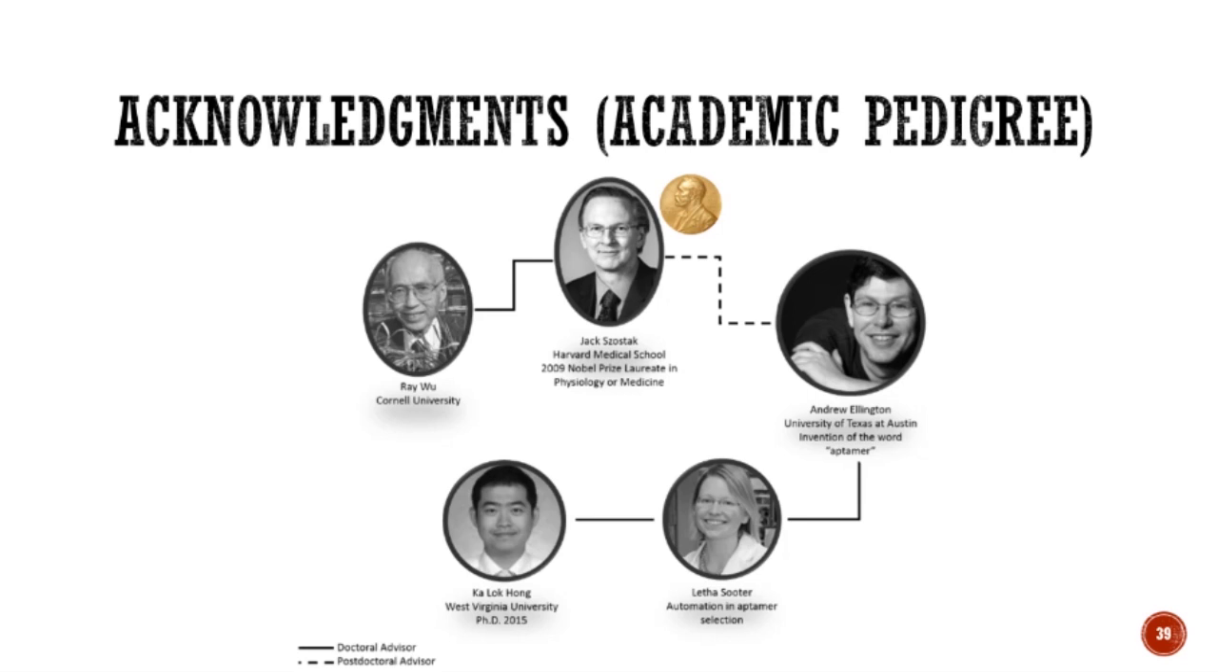It's called Ray Wu in Cornell University, and he actually was the postdoctoral advisor of Dr. Ellington, and Ellington is the graduate advisor of my advisor, Dr. Letha Suter, and I'm fortunately one of the two students she primarily graduated. So I am lucky in a way that I'm 3 generations away from a Nobel Prize. That's as close as I could get, I feel like.